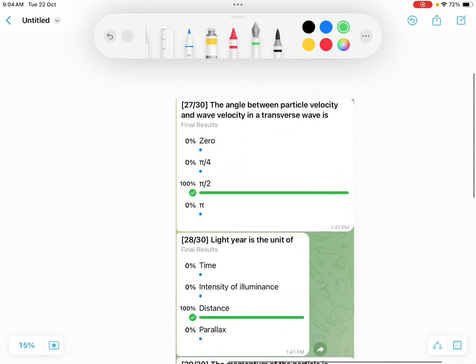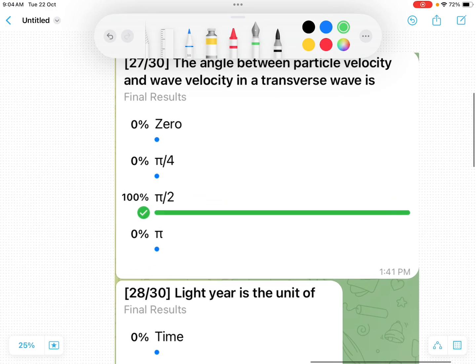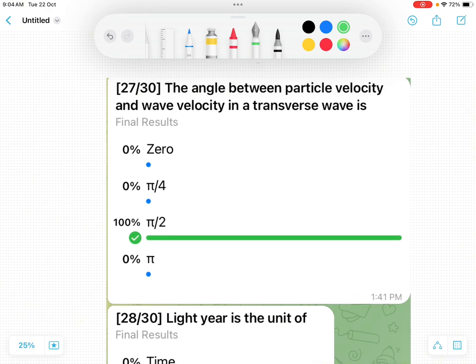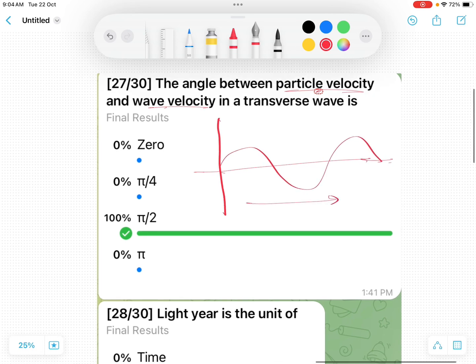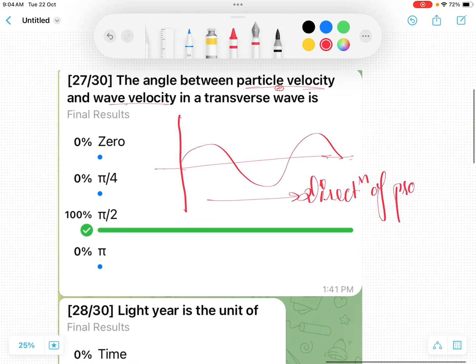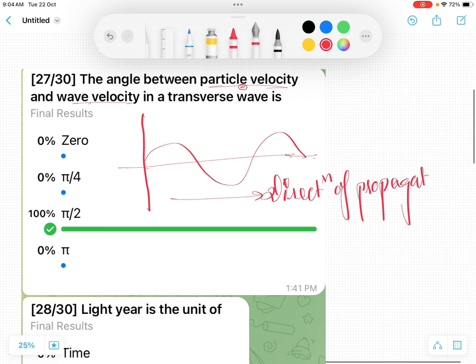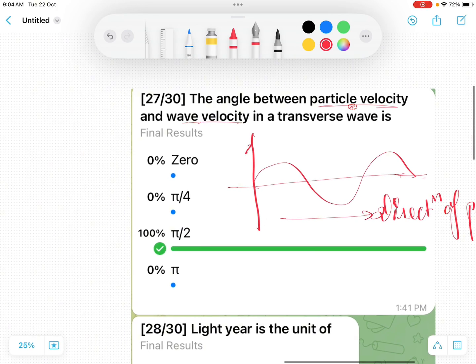What does it say? It asks for the angle between the particle velocity and the wave velocity. What is a transverse wave? In a transverse wave, this is the direction of propagation, and this is the direction where the particle does SHM, simple harmonic motion, which is perpendicular to the direction of propagation.